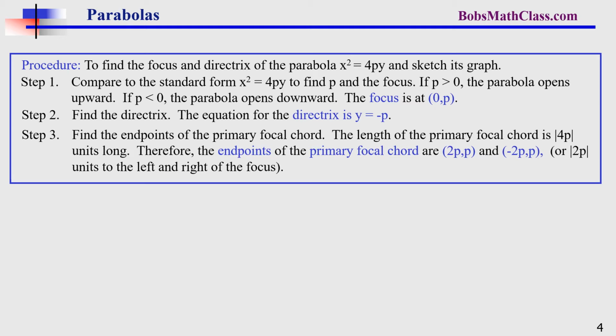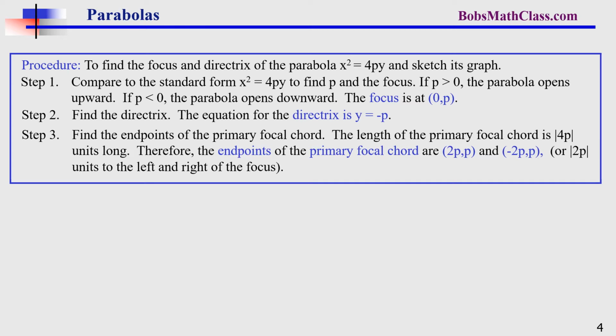Okay, so here's our procedure. To find the focus and the directrix of the parabola, x squared equals 4py, and sketch its graph. I didn't write the vertex because we know the vertex is 0, 0. Okay, step 1 is we're going to compare the standard form to x squared equals 4py to find p. If p is greater than 0, it opens up, and if it's less than 0, it opens down. Then we're going to find the directrix. The equation for the directrix is y equals negative p.